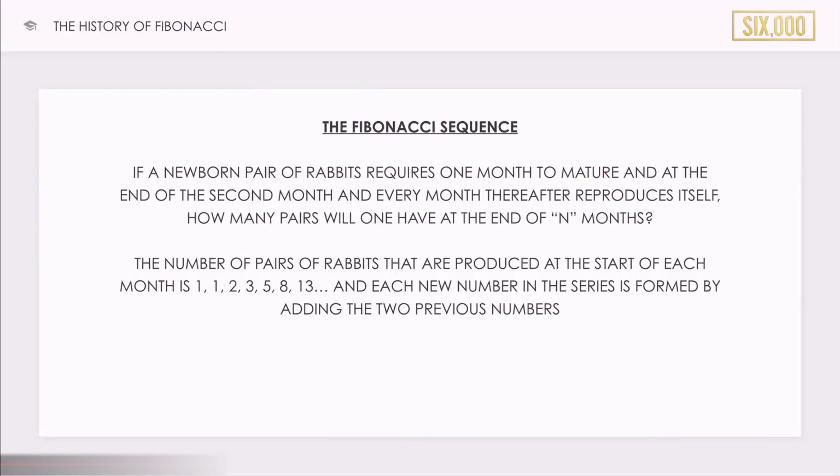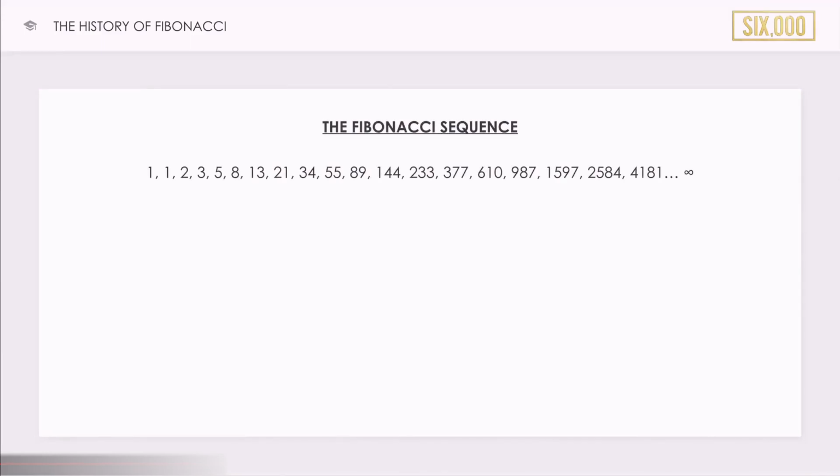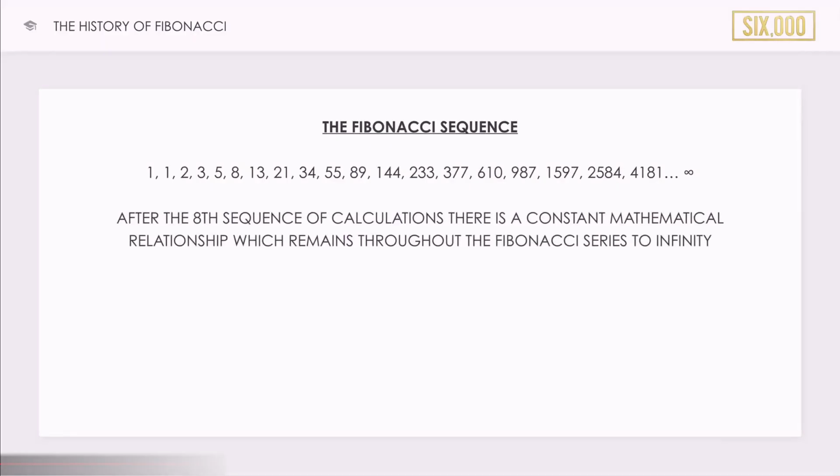And each new number in the series is formed by adding the two previous numbers. 1 plus 1 equals 2, 1 plus 2 equals 3, 2 plus 3 equals 5, and so on. And this is where the Fibonacci sequence came into play. 1, 1, 2, 3, 5, 8, 13, 21, and this just continues until infinity. After the 8th sequence of calculations, there is a constant mathematical ratio relationship which remains throughout the Fibonacci series to infinity. And this is where things start to get interesting.